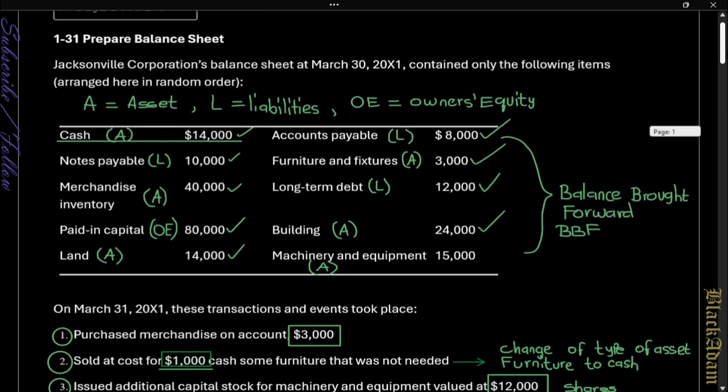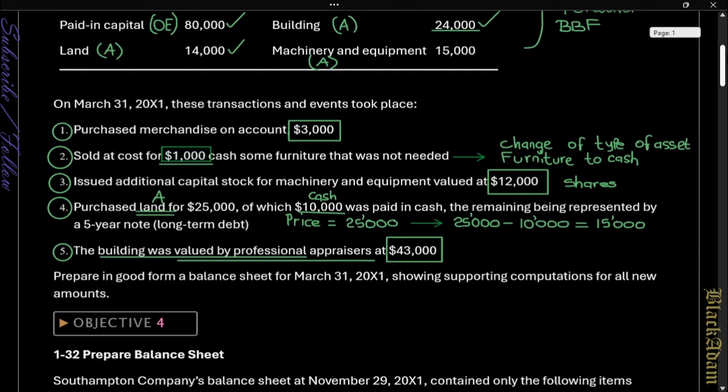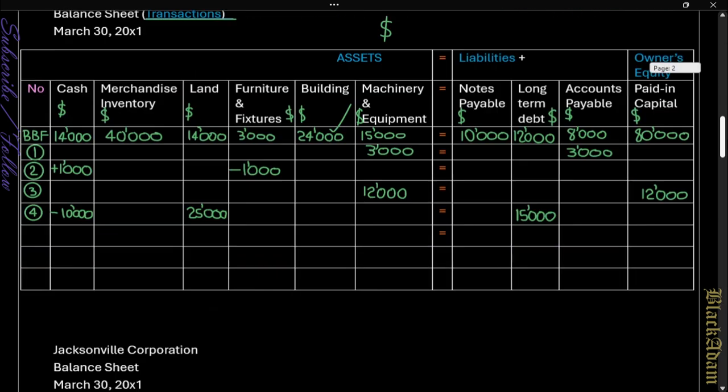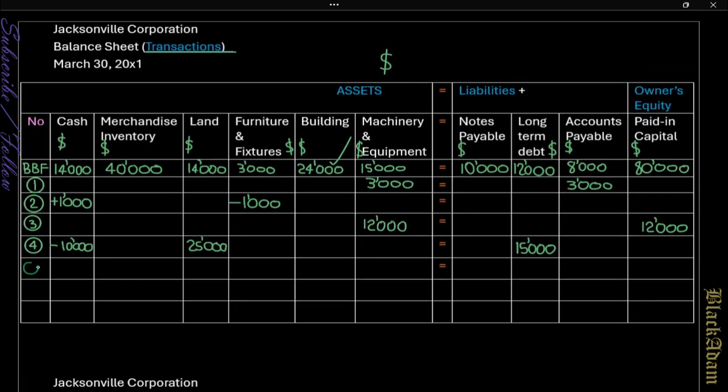Okay, so you see that we have 24,000 for the building, and that's the value of the asset. So 43 minus 24 gives us 19,000. Okay, so 19,000, we're going to record it on transaction number 5, the building, additional appreciation of 19,000 there. That's the value of the house, and that belongs to the owner. Okay, so the owner's equity has improved by 19,000.